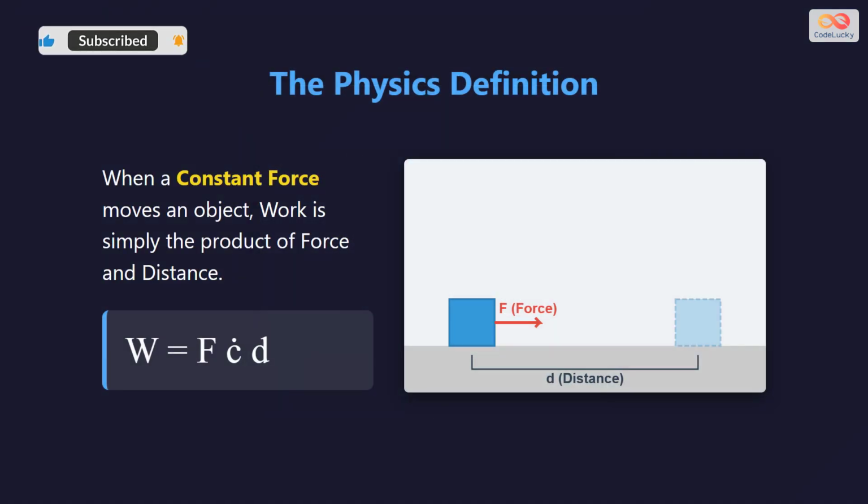Let's start with the basics. In physics, if you push a box with a constant force, the work done is simply defined as that force multiplied by the distance traveled. It is a straightforward multiplication.